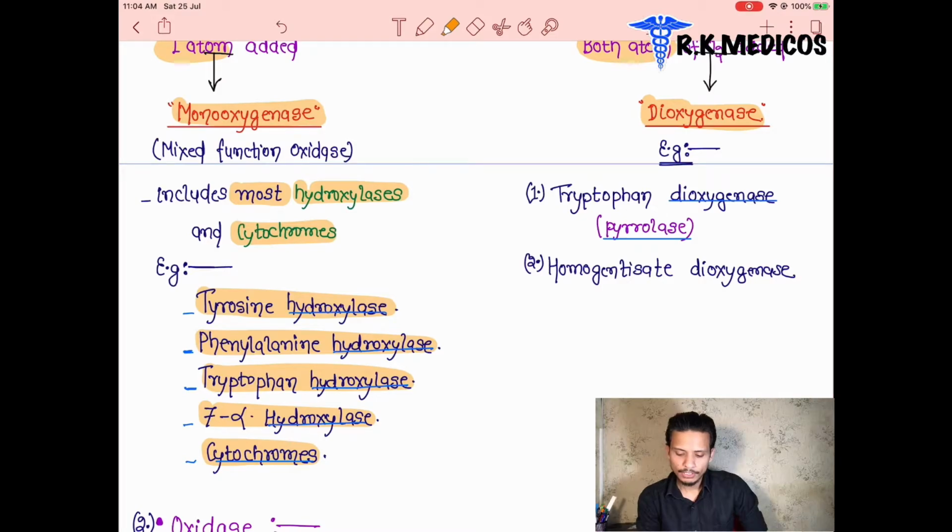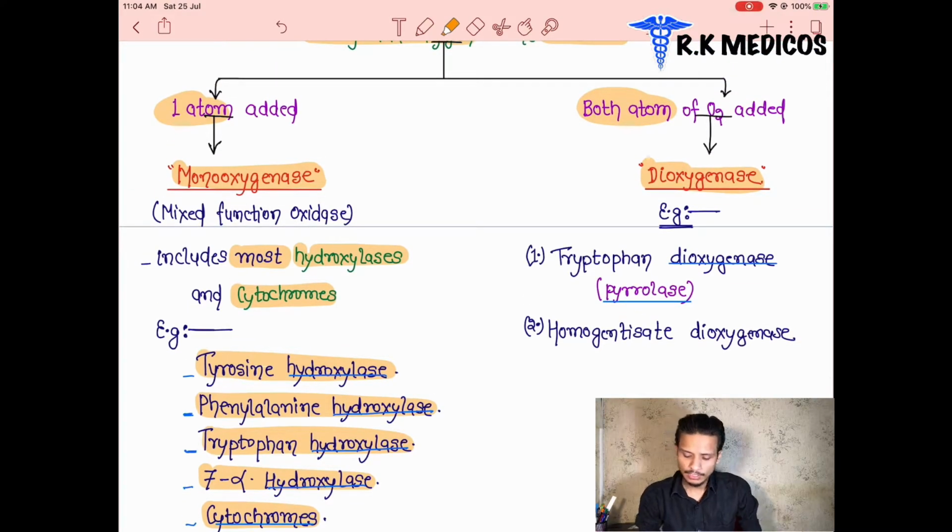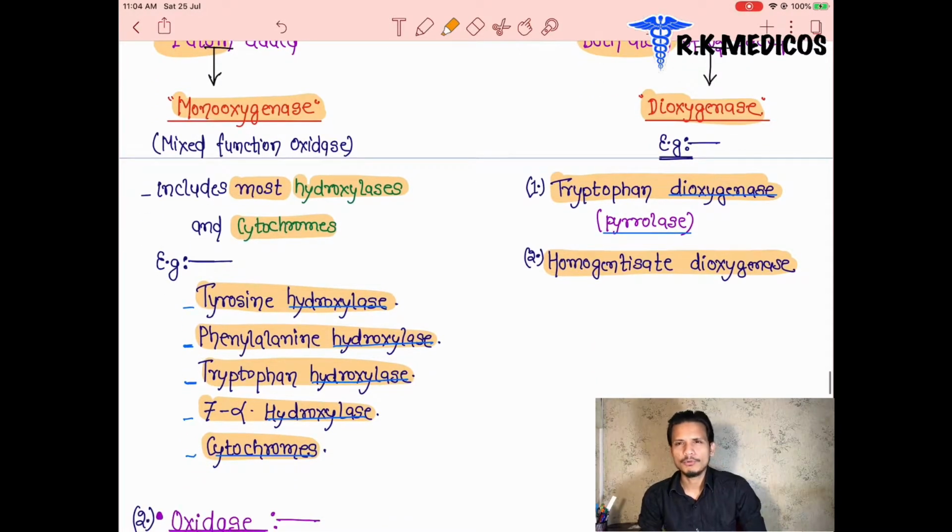Now we can see what the examples of dioxygenase are. Dioxygenase examples are tryptophan dioxygenase, also called pyrrolase, and homogentisate dioxygenase. So these are the two examples here. And here we can see 5 examples in which monooxygenase and dioxygenase, combinedly called oxygenase, what reactions are coming in it. Questions come directly, in oxygenase reactions, which of the following is a monooxygenase, so you have to memorize it.